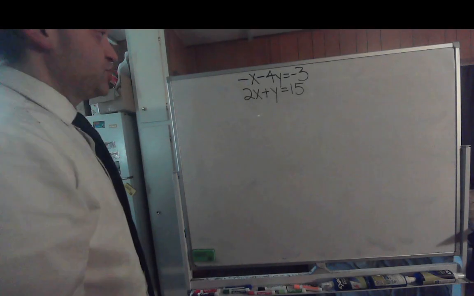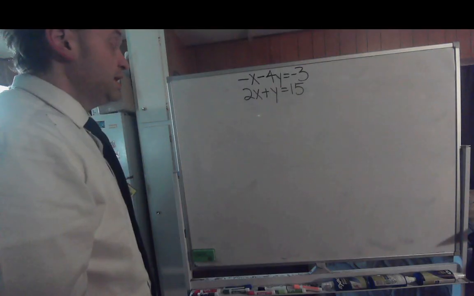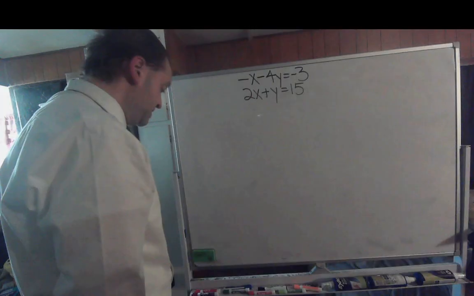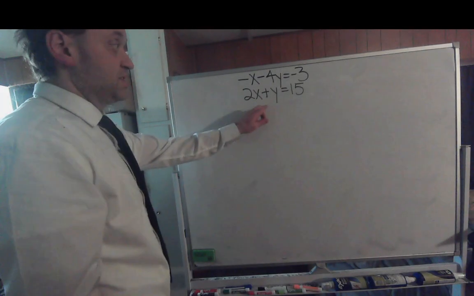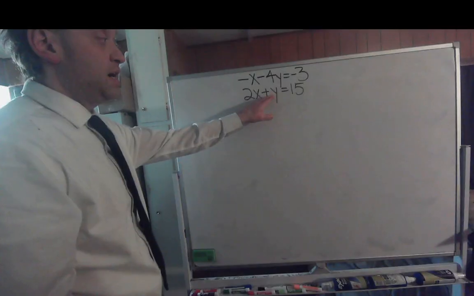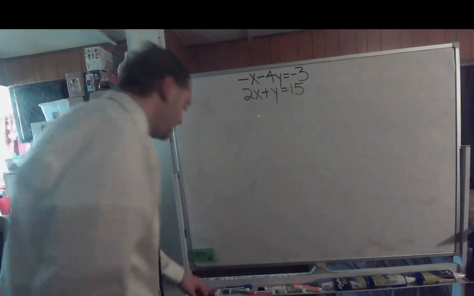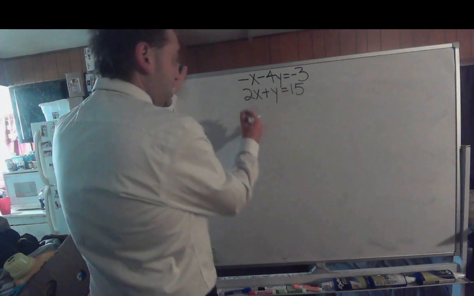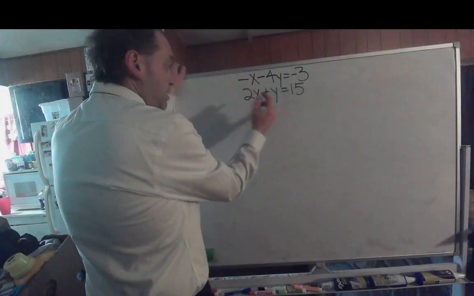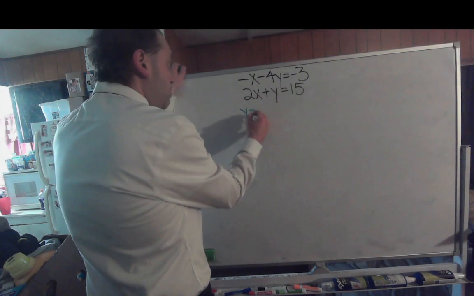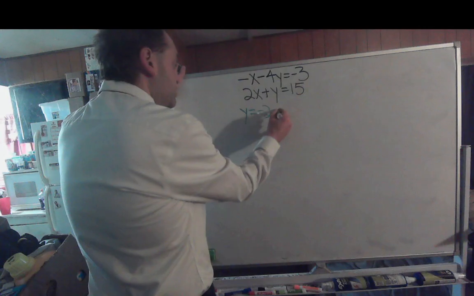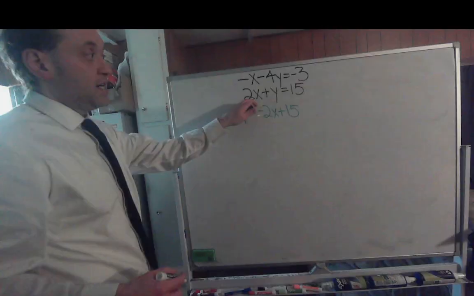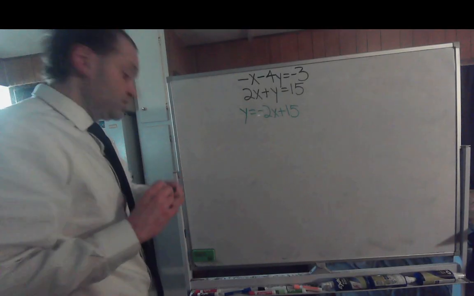We have 2 options for substitution. Take your pick. I'm going to say that we work with the second equation because you have a positive 1 coefficient on the y. So if we use that for our substitution and get y by itself, that would give you that y equals the negative of 2x plus 15. So we used our second equation to turn this into substitution.